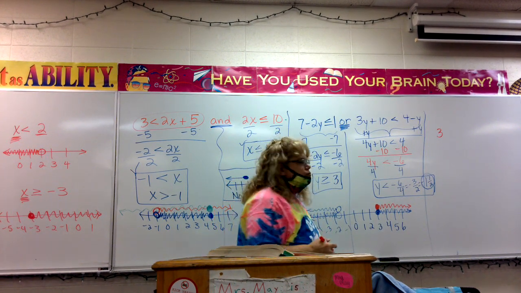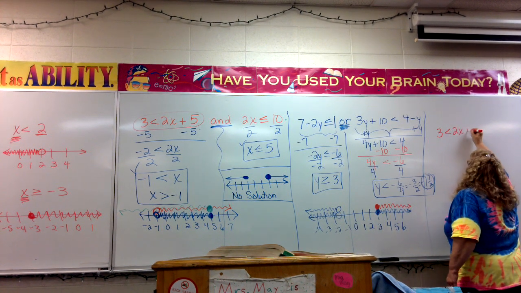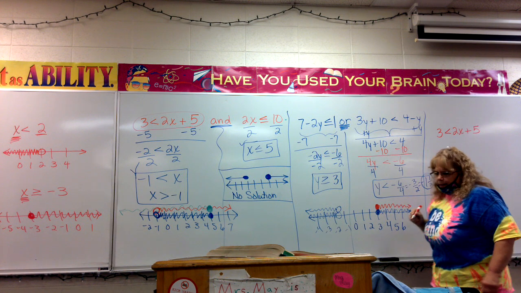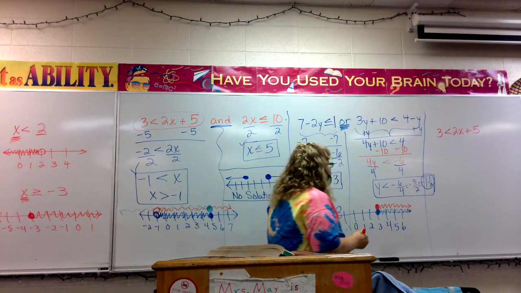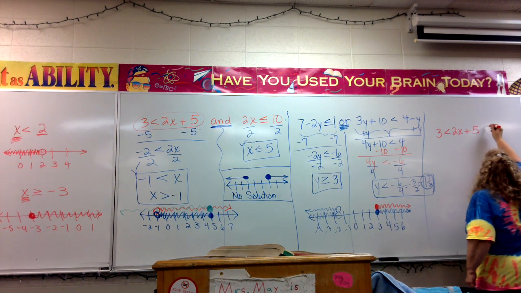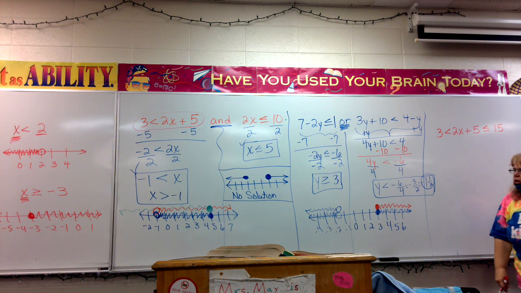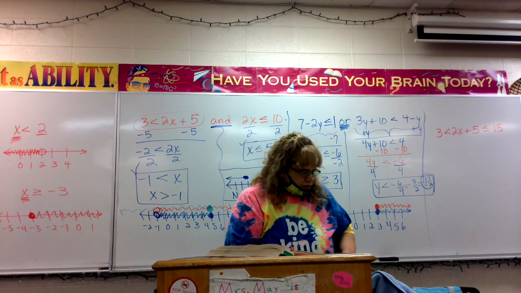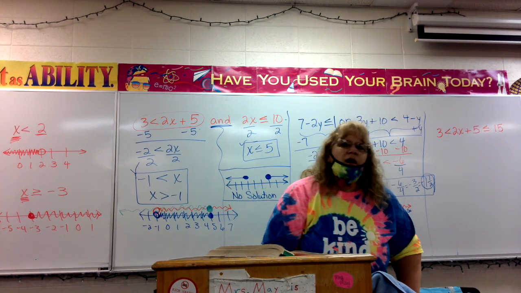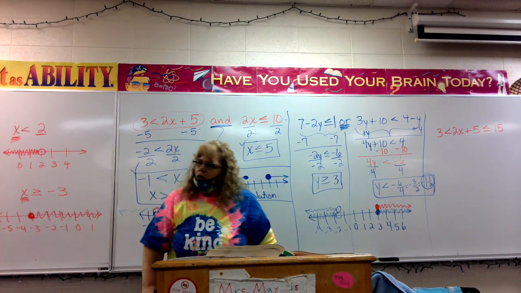Less than 2x plus 5, less than or equal to 15. This is one more kind of problem that you're going to run into. Look at it. It doesn't have an and or an or. Now what? No and, no or.